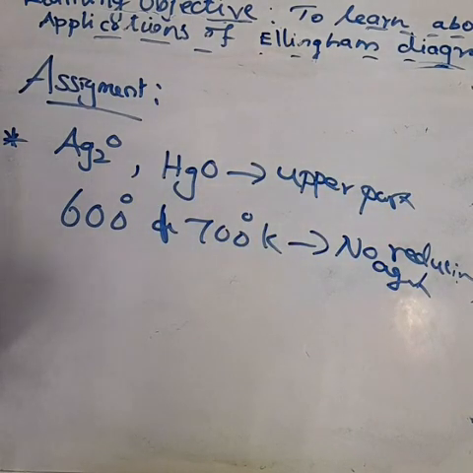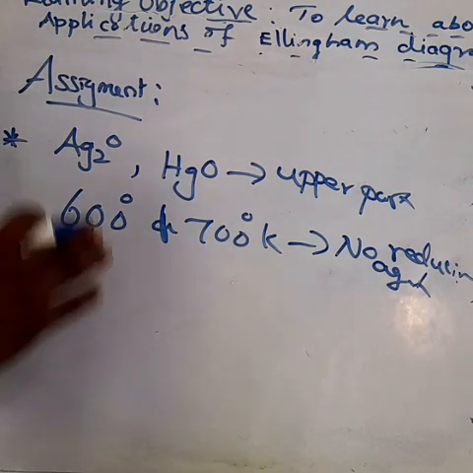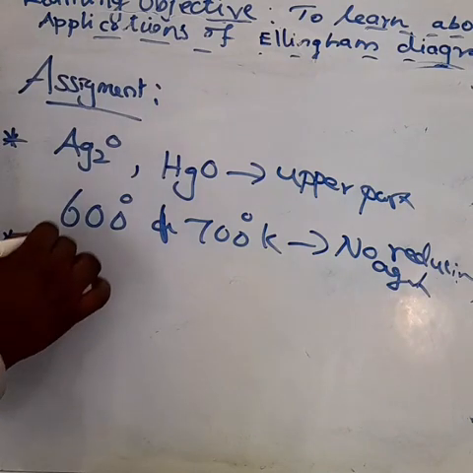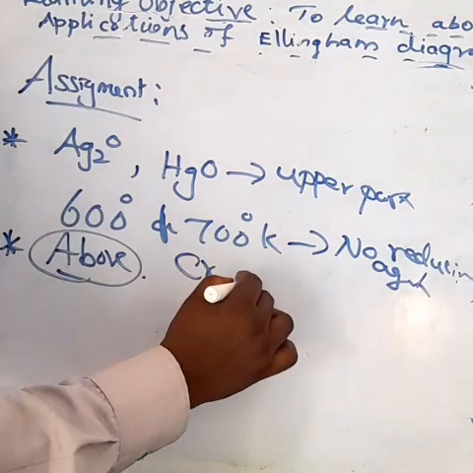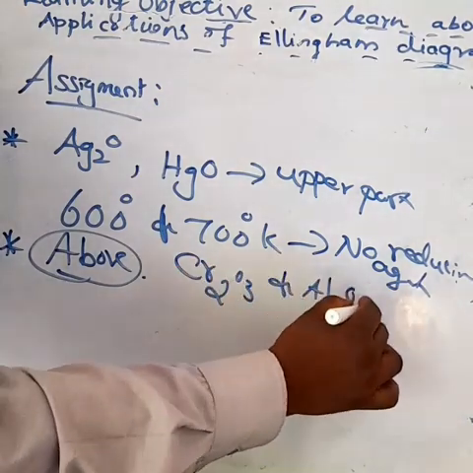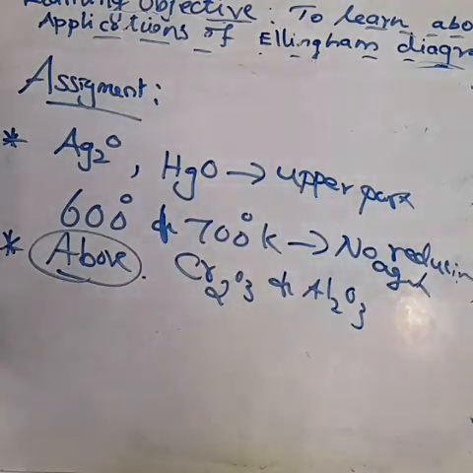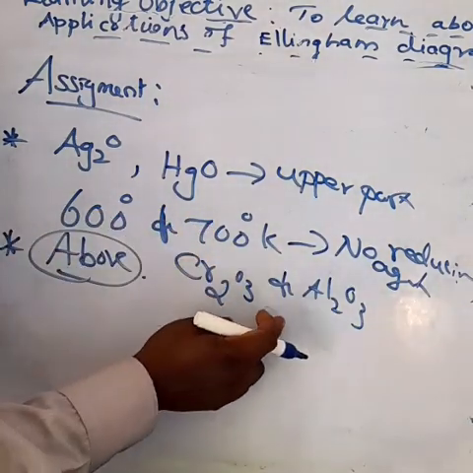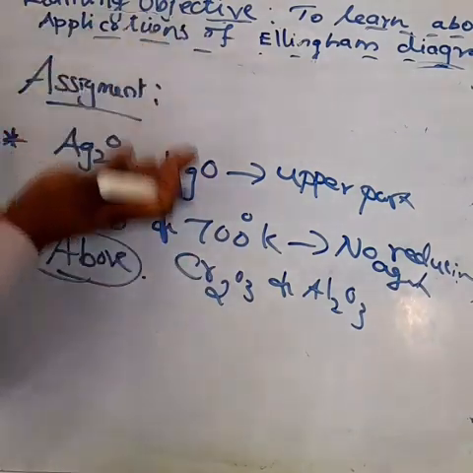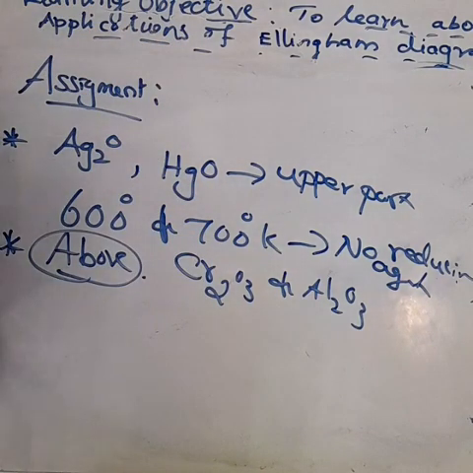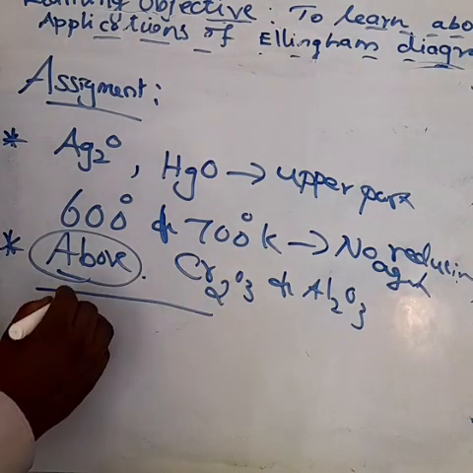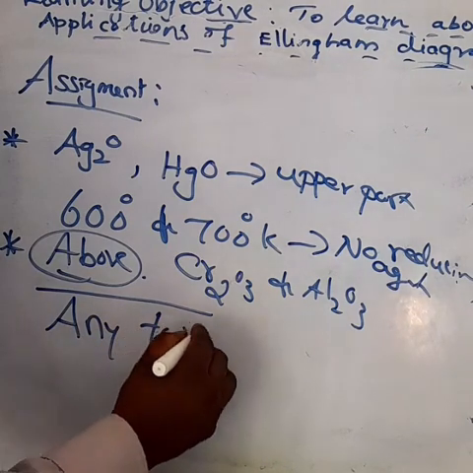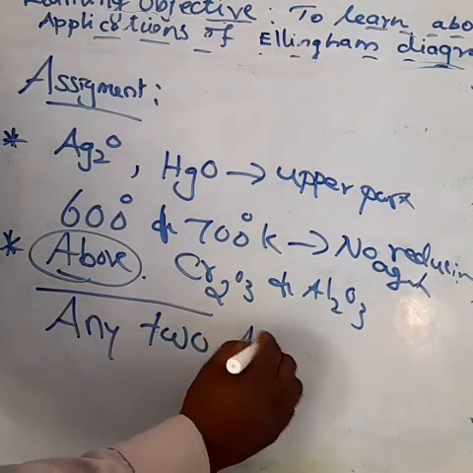The second important point is that any metal can reduce the oxides of other metals that are located above it in the diagram. For example, chromic oxide and aluminum oxide. Here, aluminum oxide is more stable than chromic oxide. What's the reason? The formation of chromic oxide lies above that of aluminum oxide. That's all. My dear children, you have to learn any two points about the applications of the Ellingham diagram.